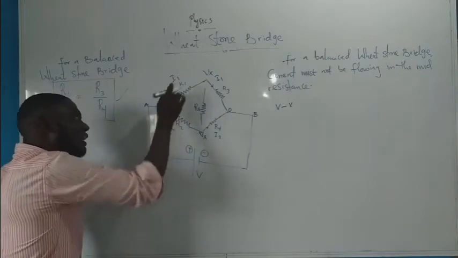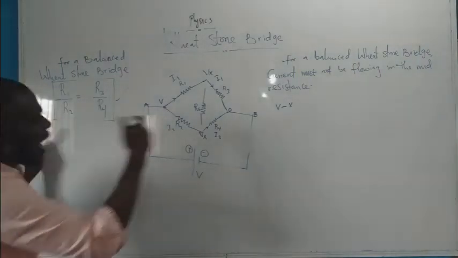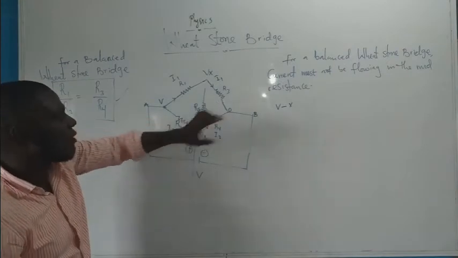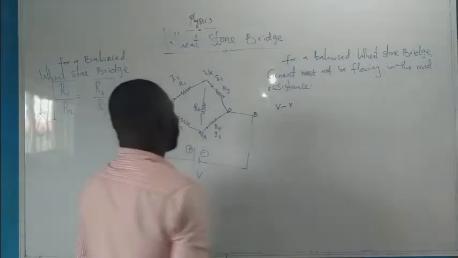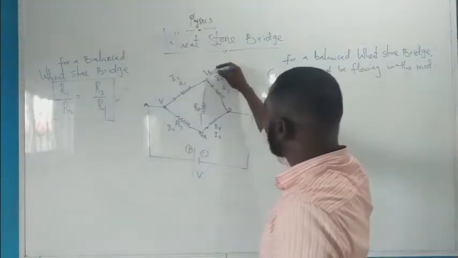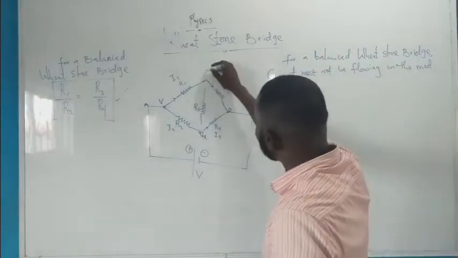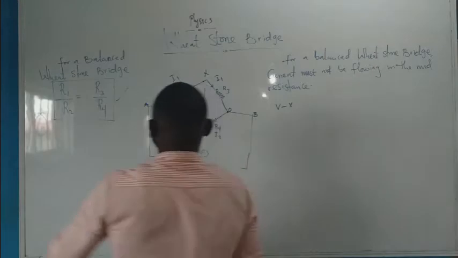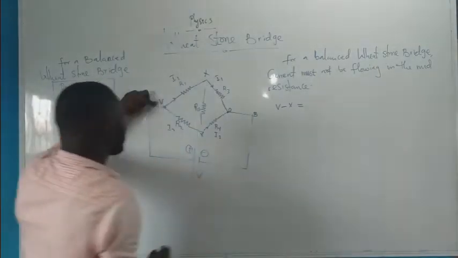They are in parallel due to this junction. And R3 and R4 are also in parallel due to this junction 2. So we can call this Vx and this Vx, or we can call this X and this also X.